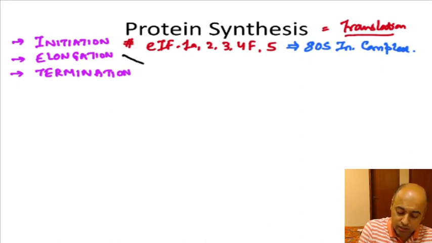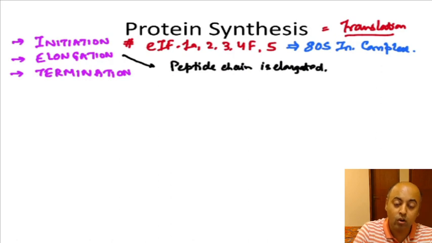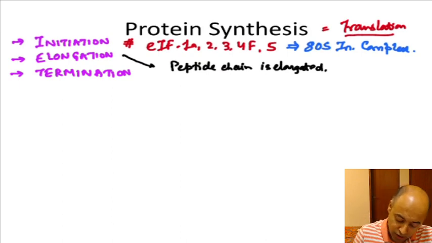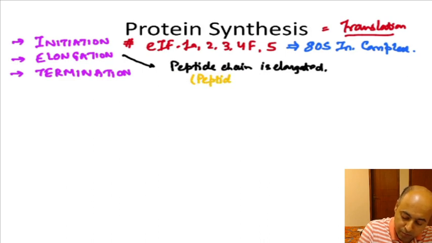In the elongation phase, what is happening? The peptide chain is getting elongated as per the codon on the messenger RNA, right? So in this process, the enzyme peptidyl transferase is involved.